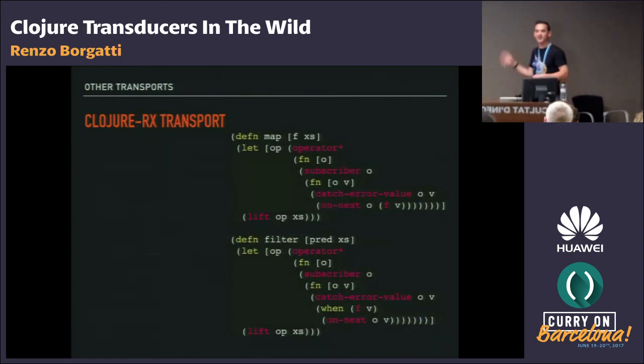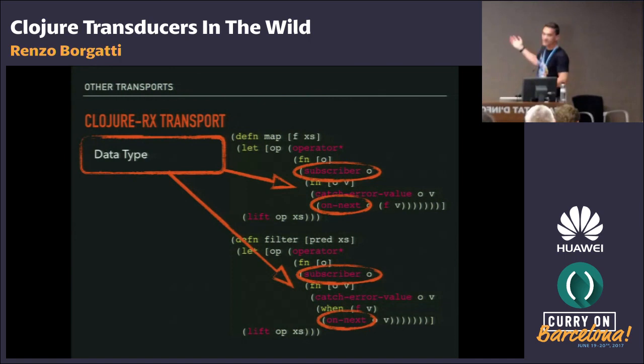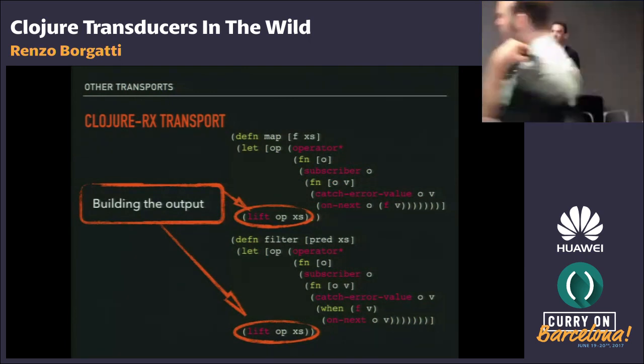Final exercise. There is another library in Clojure called Clojure RX, which is implementing observable, reactive programming, and they are sort of similar to channels. They are called observables, and you can observe a stream of events coming through. And you want to do similar things to this stream, like you do to the channel, like you do to the collection. You want to map stuff, you want to filter stuff, and many other operations. Once again, data type, subscriber on next, building the output, doing it with this lift thing.